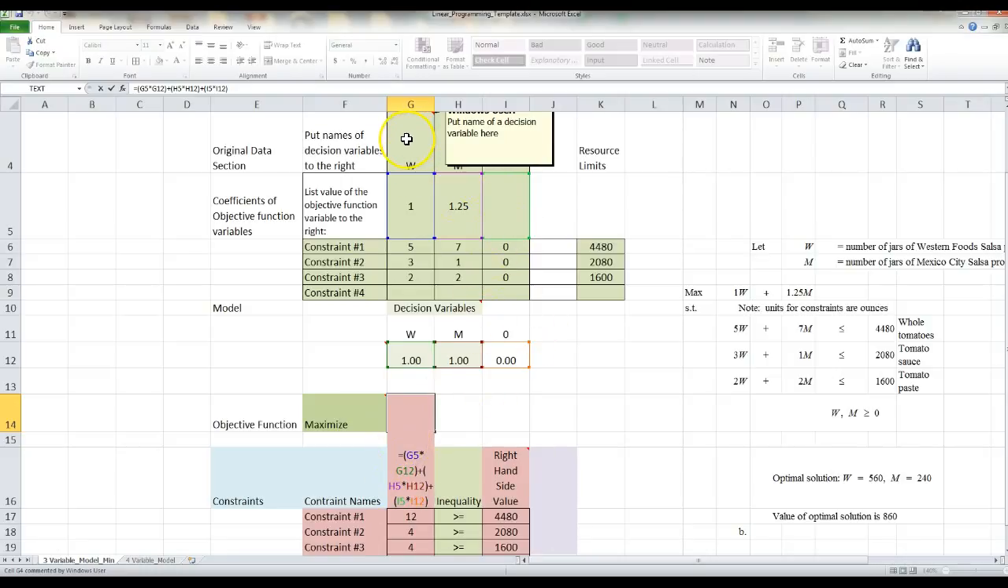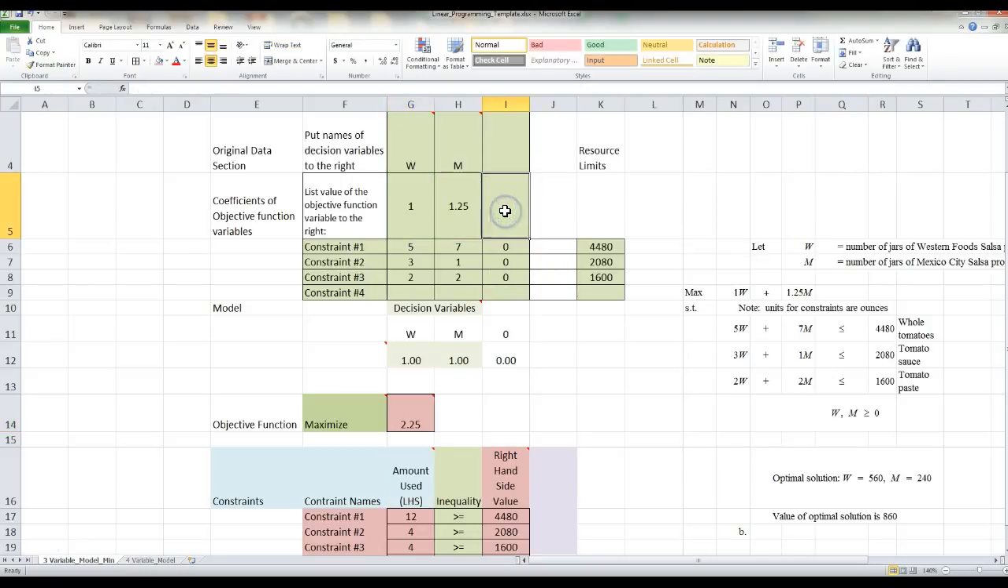So as you can see, that's how you can actually set up a model that can handle more variables than a particular problem may have. In this case, we only have 2 variables, but I have this model already set up to handle 3. So by putting zeros in there, I don't have a problem.